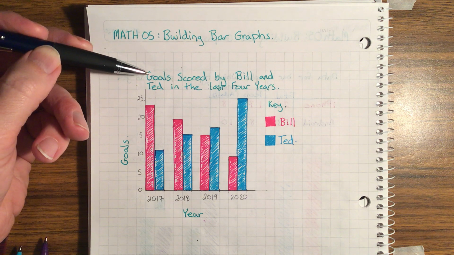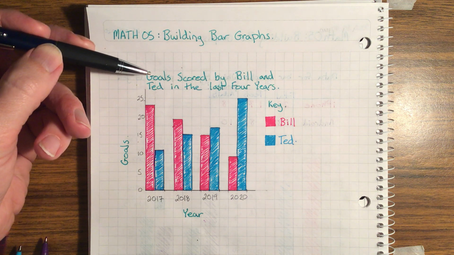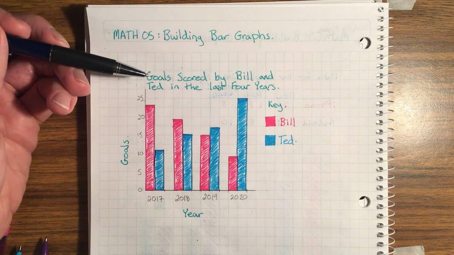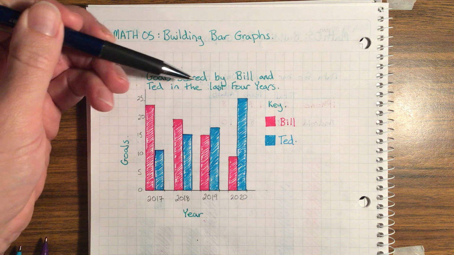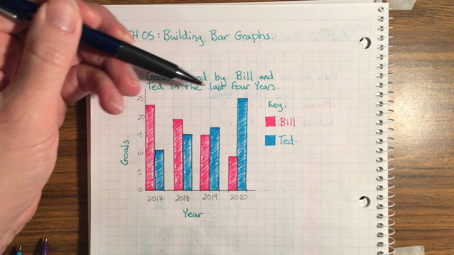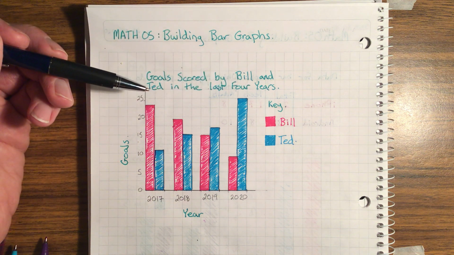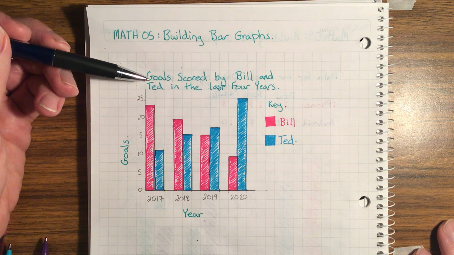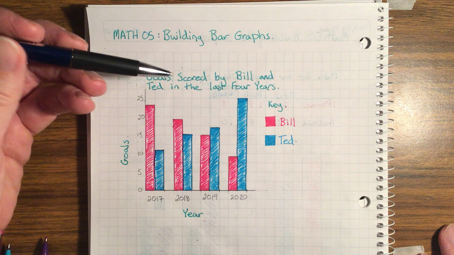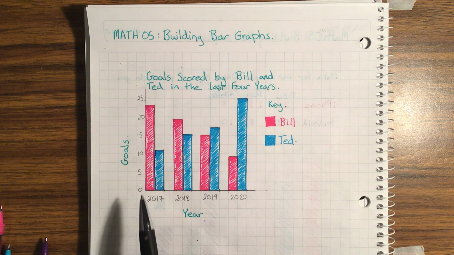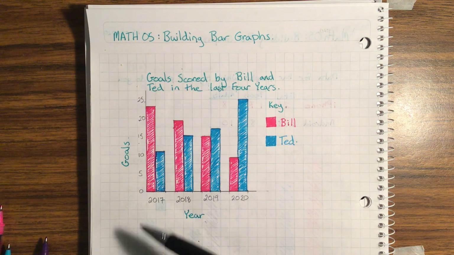Now, good graphs often have long titles. So in this case, my title is Goals Scored by Bill and Ted in the Last 4 Years. That tells us a lot about what the graph is. Okay, so I've got my data, and I've got my bars, and I've got my vertical axes.